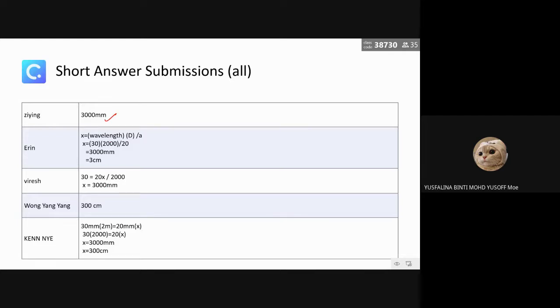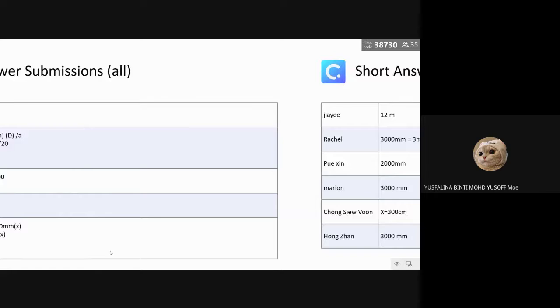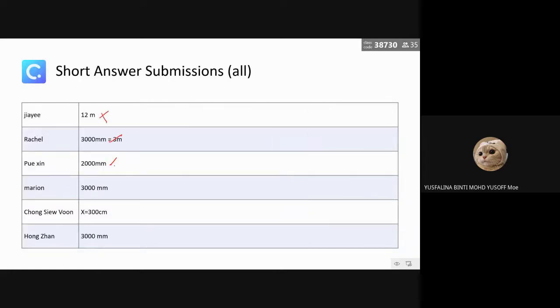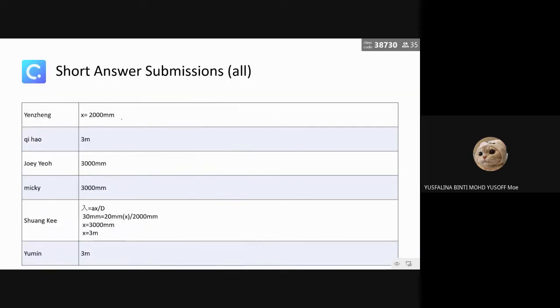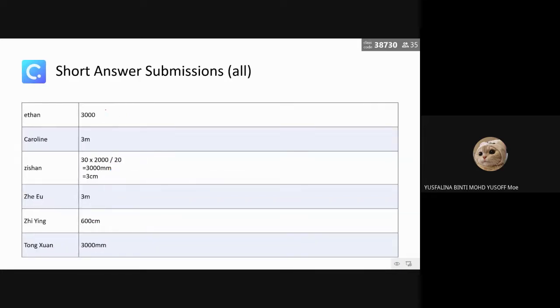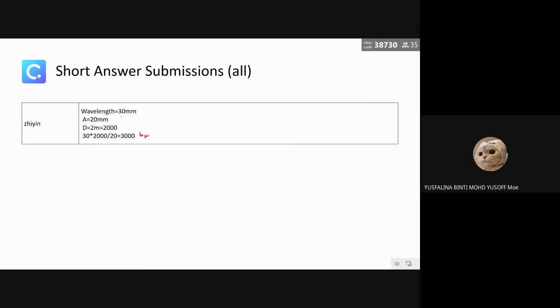Teacher, I thought the unit should be 3 meter, not 3 cm. Oh, okay. 12. How do you get 12? Oh, most of you actually used millimeter, is it? Remember, you have to change to this one. Written is in millimeter, is it? Zishan, 3000 millimeter is 3 cm. 1 mm is 10 cm, right? Maybe you changed it wrongly. Okay, so this one is mm.